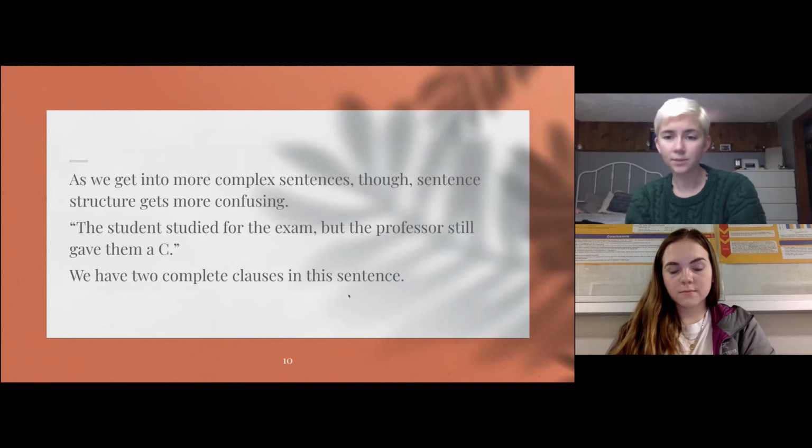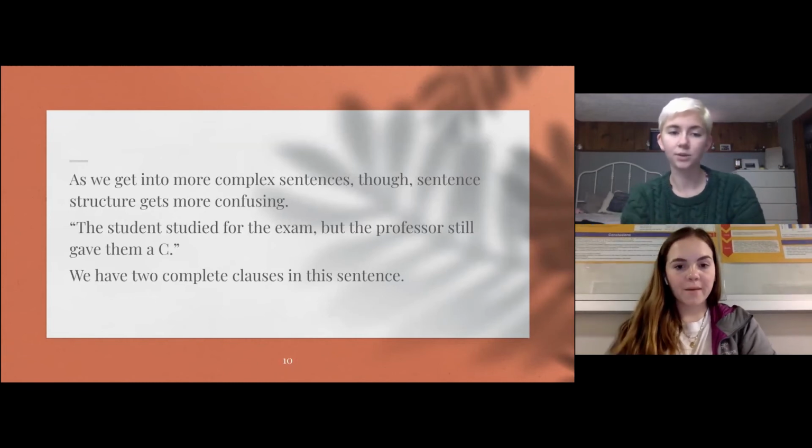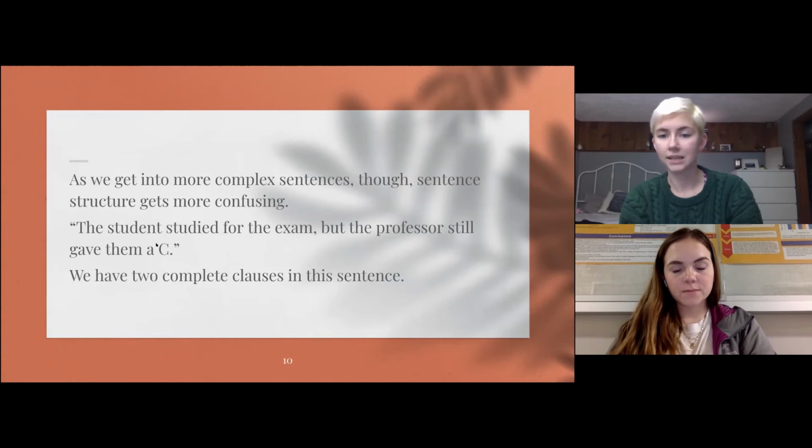As we get into more complex sentences, though, sentence structure gets to be a little bit more confusing. So here we have two separate clauses: the student studied for the exam, and the professor still gave them a C. Those are two complete sentences, and they're conjoined by the but in this sentence.